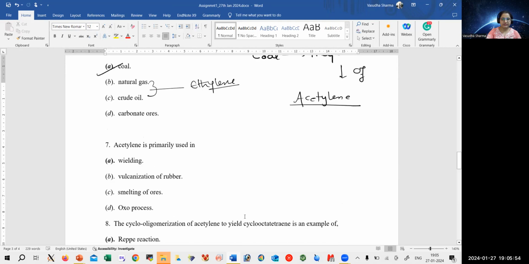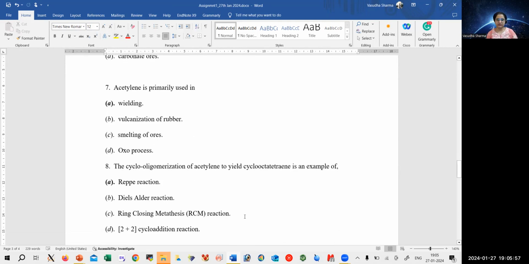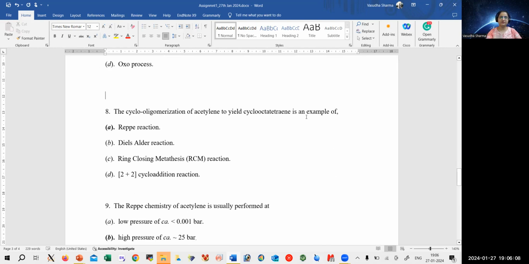Now moving ahead, the seventh question says acetylene is primarily used in. So we have read that it is used for welding purposes, which can hold up to very high temperatures because it's a safer option. It is being used as a fuel gas. The eighth question says the cyclooligomerization of acetylene to produce cyclooctatetraene is an example of Reppe synthesis, under ring closing metathesis, 2+2. So we know that cyclooctatetraene is this kind of system. Whenever we are using the acetylene molecule, they have specified also, that is called a Reppe reaction.